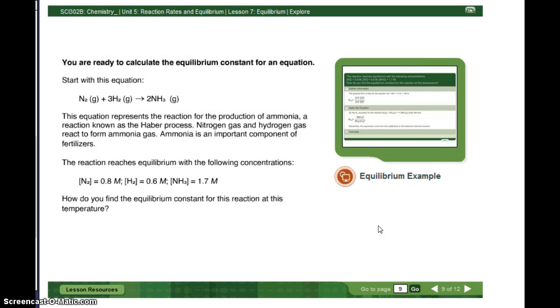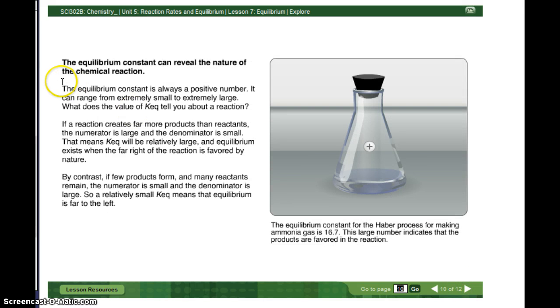And if you're like, okay, great, whatever, right? Well, that actually means something. The equilibrium constant can reveal the nature of the chemical reaction. So it tells you if it goes to the right and creates more products, or goes to the left and creates more reactants. The equilibrium constant is always a positive number. It can range from extremely small to extremely large. What does the value of the equilibrium constant tell you about a reaction?